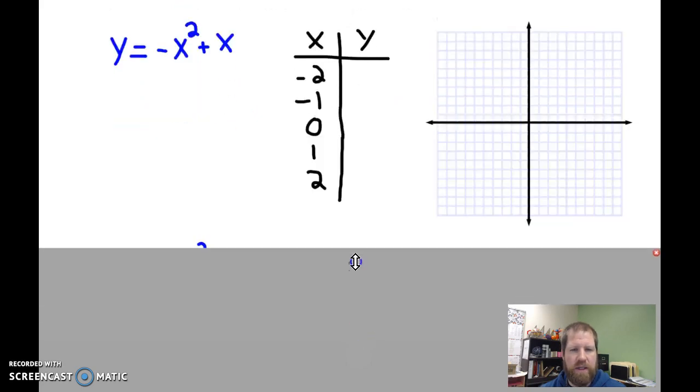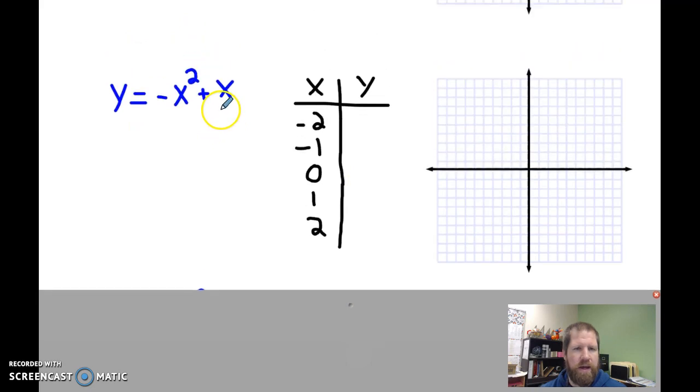So now we have one that's a little bit different. We have two changes here. First of all, a negative in front of our x squared, and we're adding x. So that's going to change things. Let's go ahead and just plot our points and see where it works out. On this, remember, your negative is outside of that x squared. Square first, then include the negative, and then add your x.